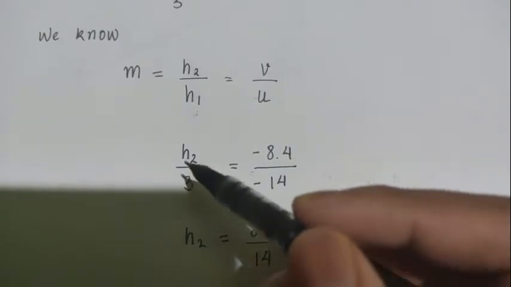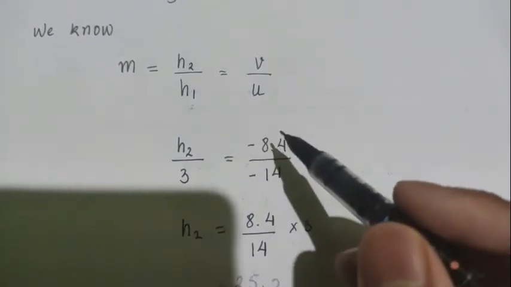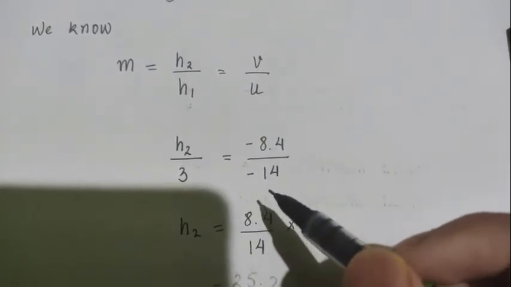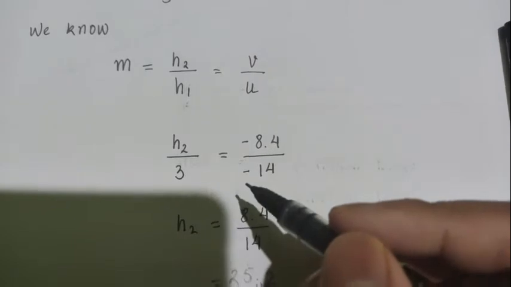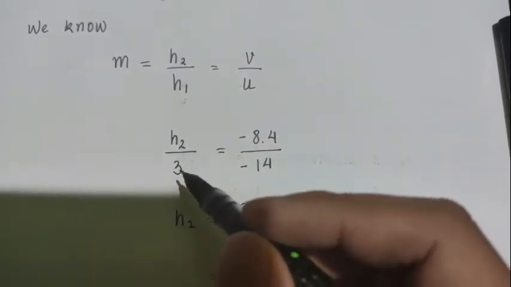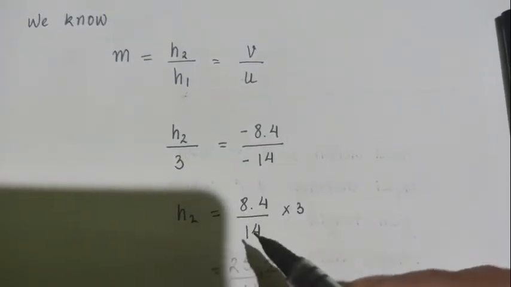H1 is my 3 centimeter. Image distance V is my 8.4 centimeter. Object distance U is my minus 14 centimeter. Now minus and minus get cancelled. I have 8.4 divided by 14. I can take this 14 to the other side. So I have H2 equals to 8.4 into 3 divided by 14.